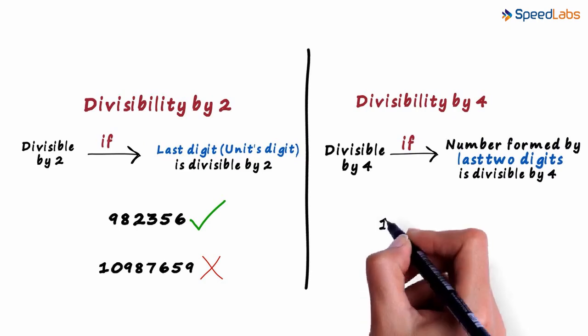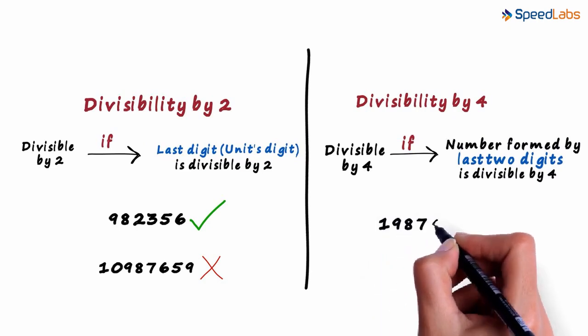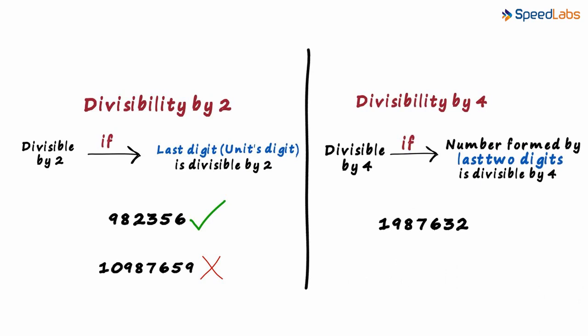So is 1,987,632 divisible by 4? Since it's divisibility of 4, we need to look at the last 2 digits. The number formed by the last 2 digits is 32. Is 32 divisible by 4? Yes. Hence, this number is also divisible by 4.